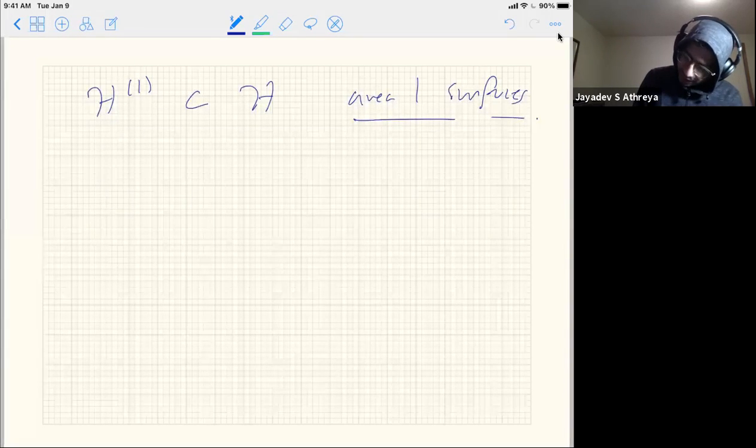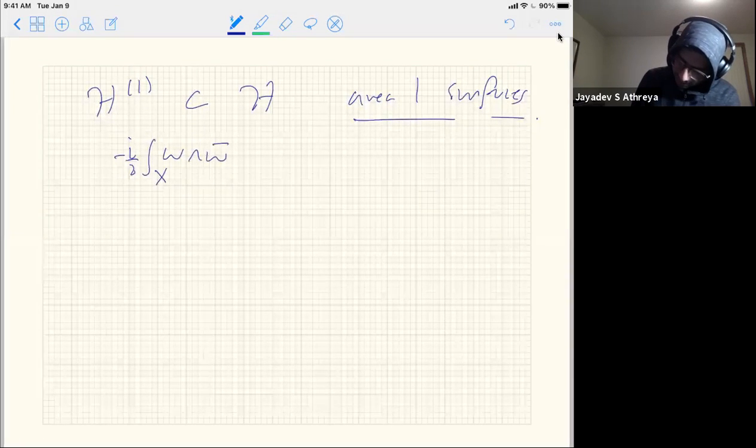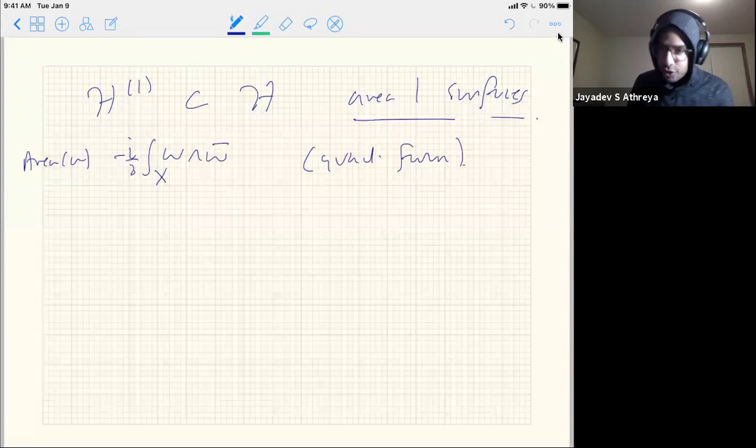And so here the area of a surface is just the integral of omega wedge omega bar, or it's just the Euclidean area of the polygon. So integrated over X, that's the area. It's a quadratic form, right? You scale the surface, the area scales by t squared. We're in 2 dimensions here.